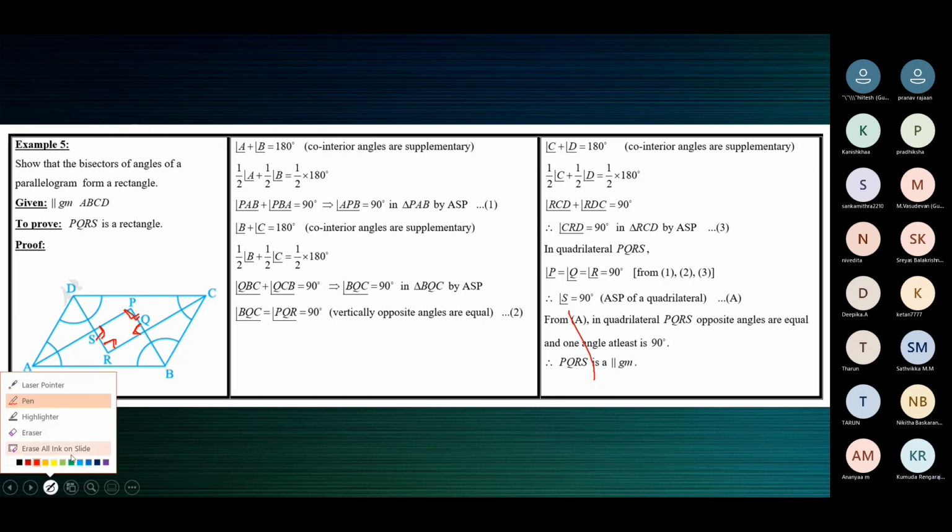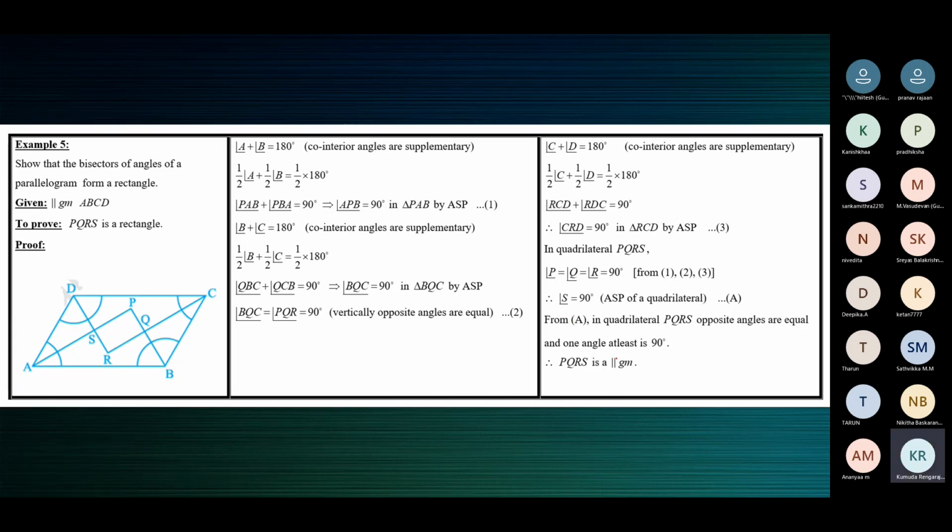So I think if I do this correction, this will work. Therefore, PQRS is a rectangle.